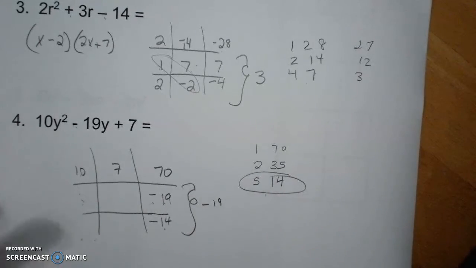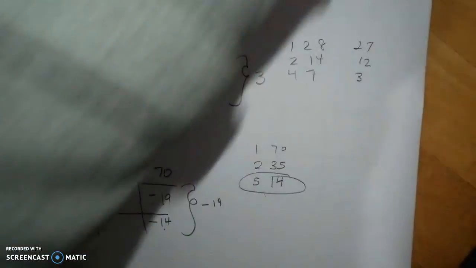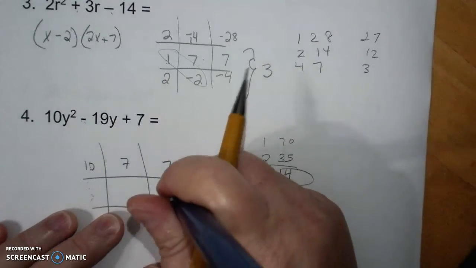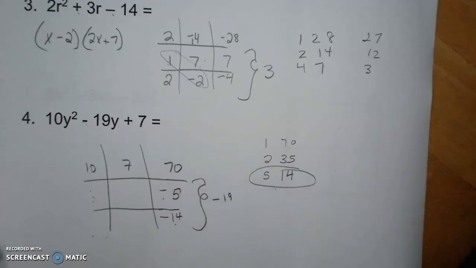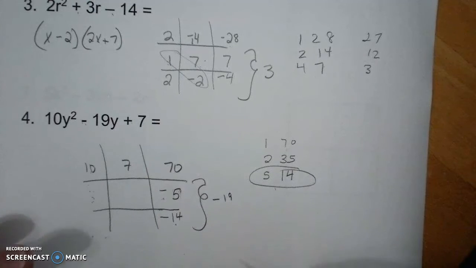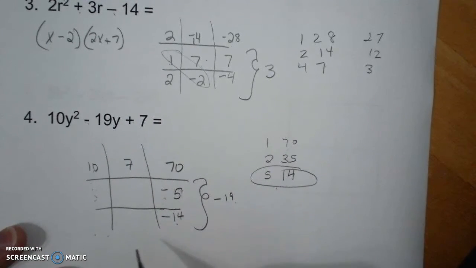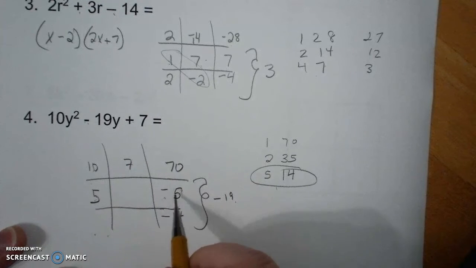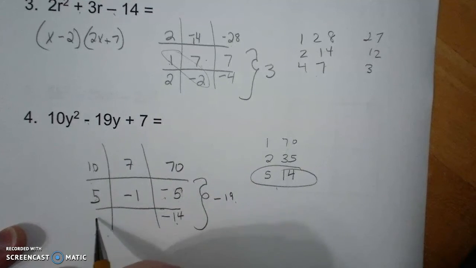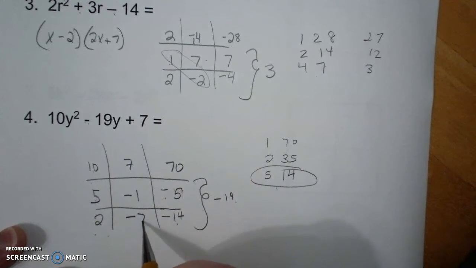Oh, would help if I wrote the right thing. This should be a negative 5. Sorry. To give me negative 19. So this is a 5 and a negative 1 and a 2 and a negative 7.